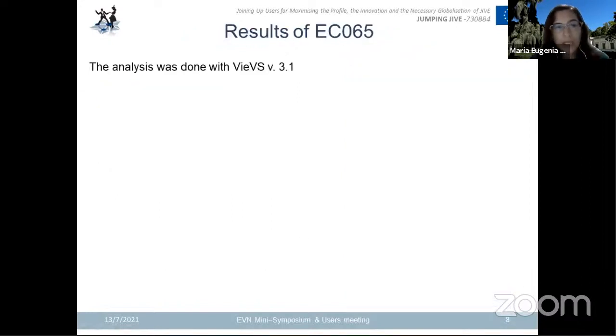So the analysis was done with another standard geodetic software called VieVS. It was developed by the Technische Universität Wien in Vienna.